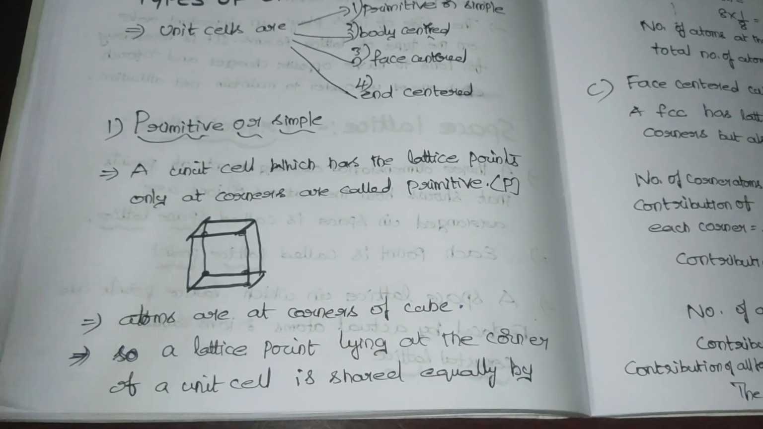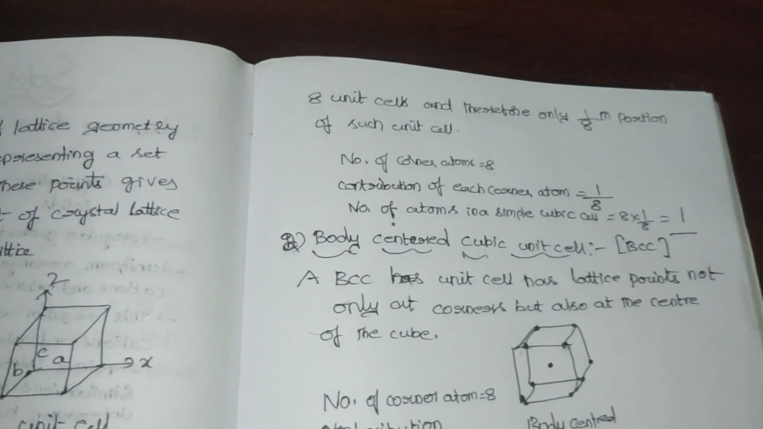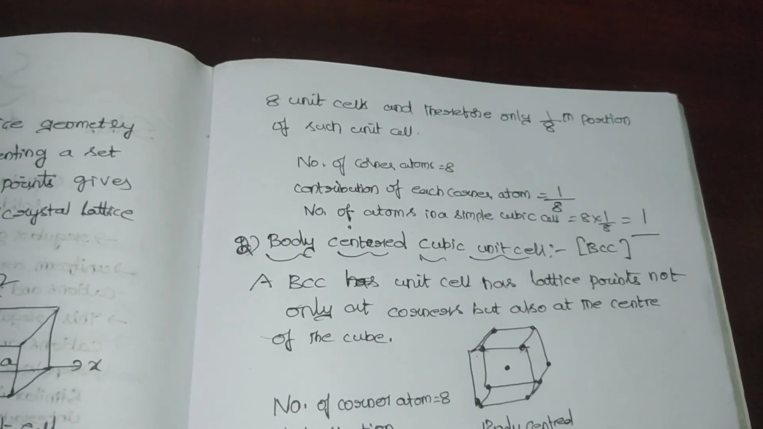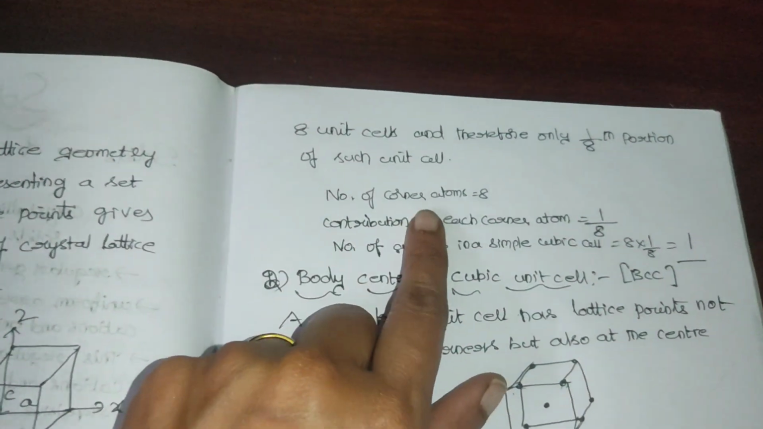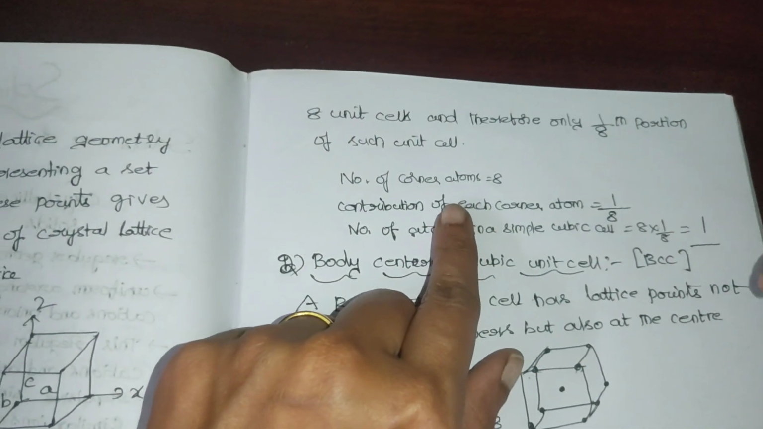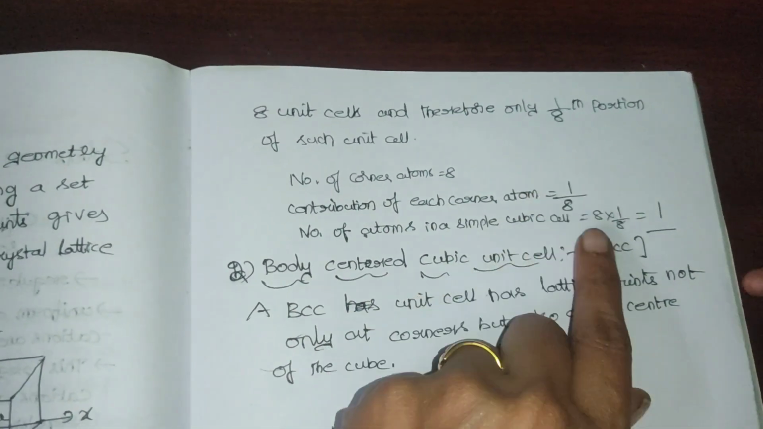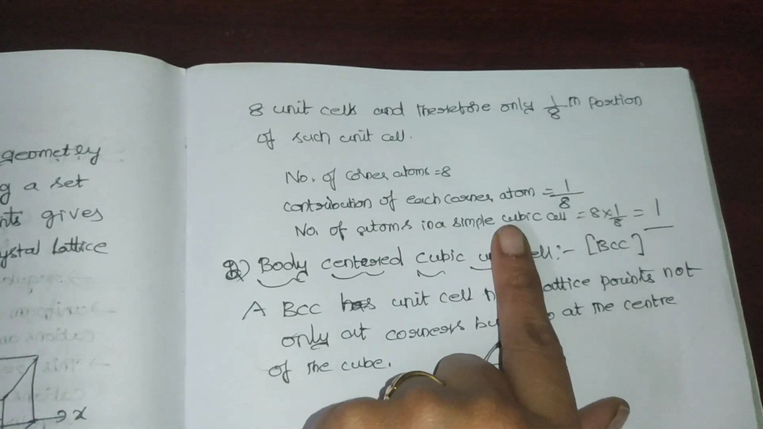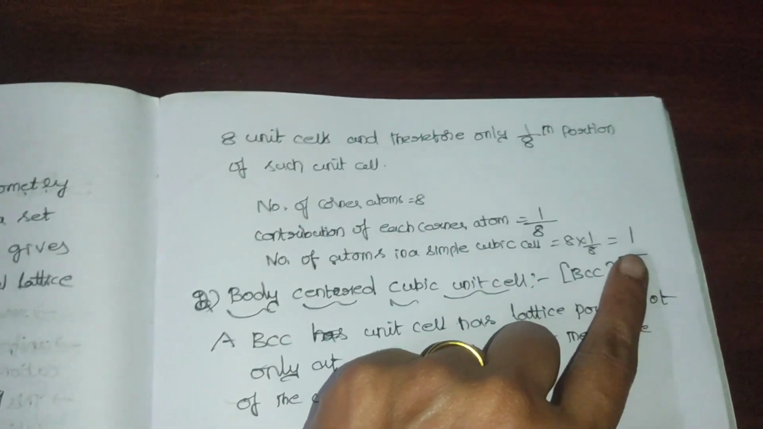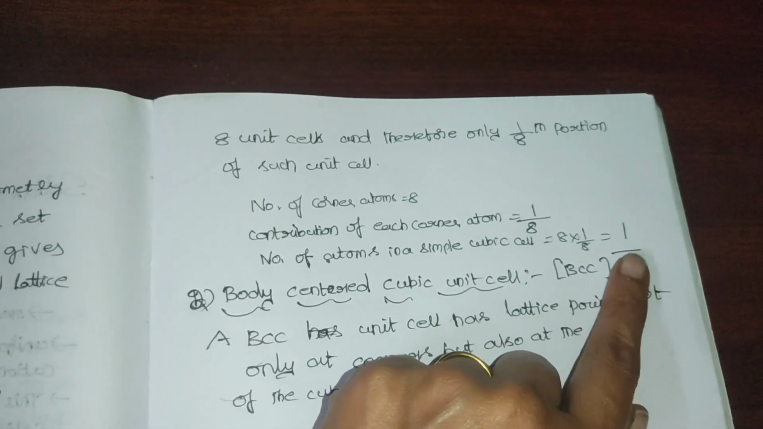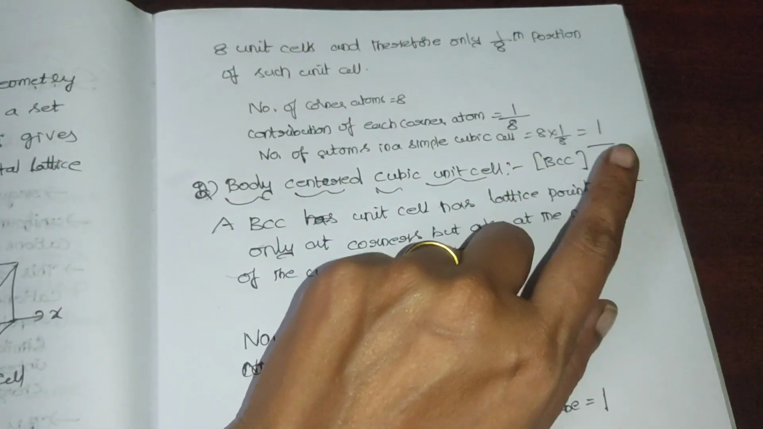A lattice point lying at the corner of the unit cell is shared among unit cells, and therefore a 1/8th portion of each corner atom belongs to the unit cell. The number of corner atoms is 8, and each corner atom contributes 1/8. So the total number of atoms in a simple cubic unit cell is 8 into 1/8, which is 1. So the number of atoms present in a simple cubic cell is 1.